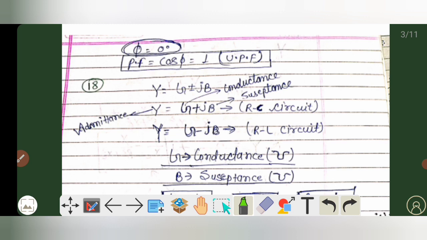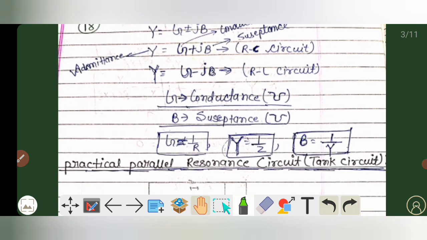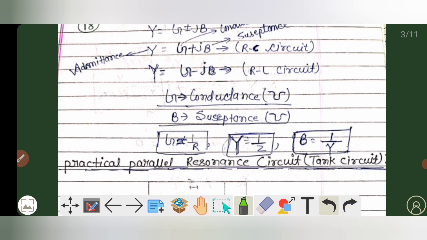Now we know that Y, that is admittance, is equal to G plus minus jB. Here, this is our admittance, this is conductance, and this is susceptance. For an RC circuit we will use plus here, and for an RL circuit we will use minus here. G is the conductance, and its value is equal to 1 by R. B is the susceptance, and Y, admittance, is equal to 1 by Z, that is 1 by impedance.